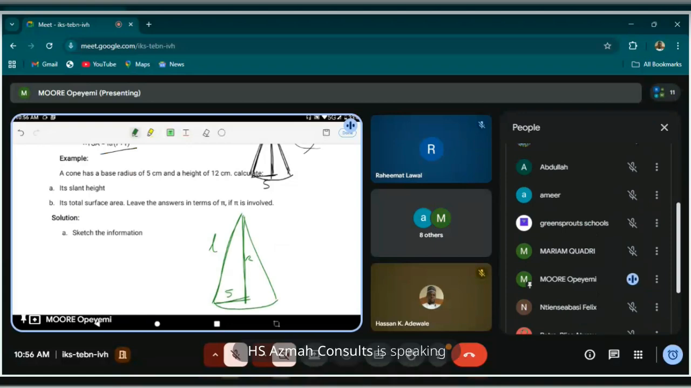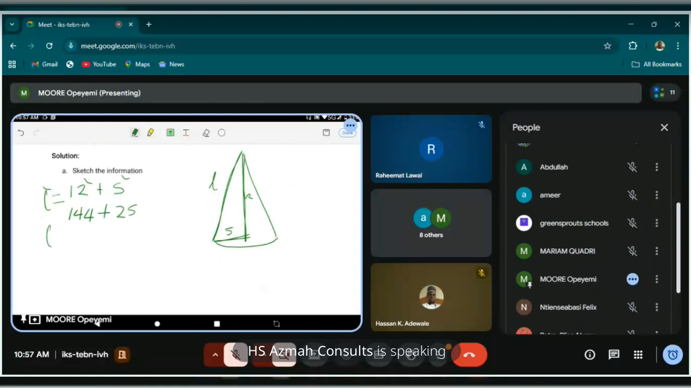So we are going to apply the Pythagoras theorem. That side is the longest side. So L² is equal to 12² plus, sorry, 5². And this is 144 plus 25. So meaning that L² is equal to, when we add these two together, 169. So L is equal to the square root of 169. So L equals 13. So the slant height is 13 centimeters.